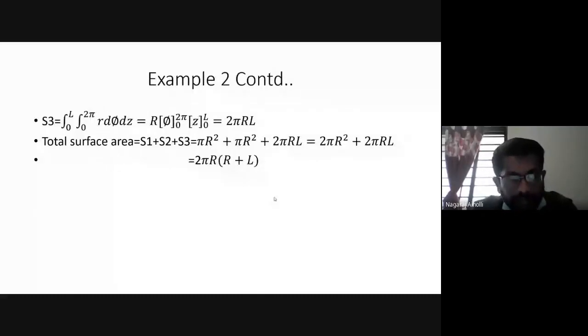What are the limits? The limit of phi is 0 to 2 pi, same as before. The limit in the z direction is 0 to L, the length. Now integrate and tell me what the S3 value will be, students. Integrate 0 to L, 0 to 2 pi of R d phi dz. Tell me the answer.